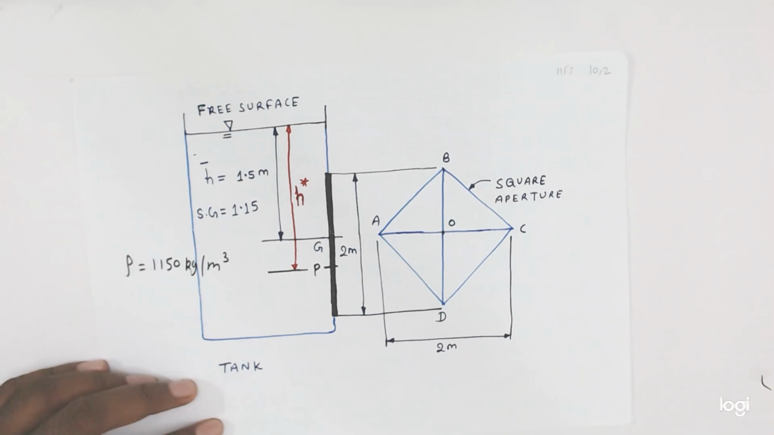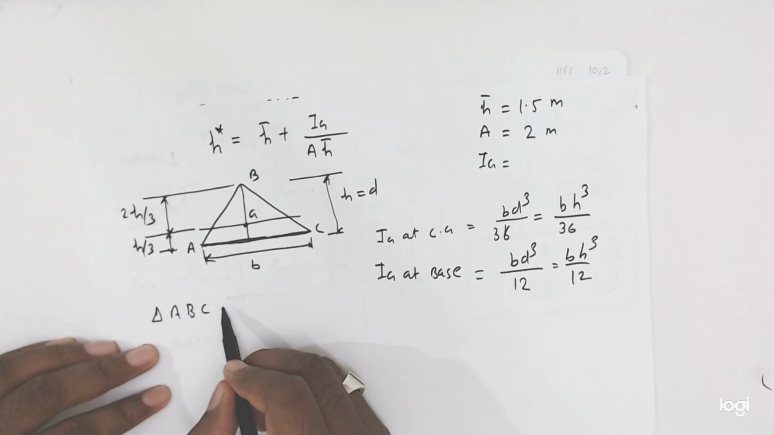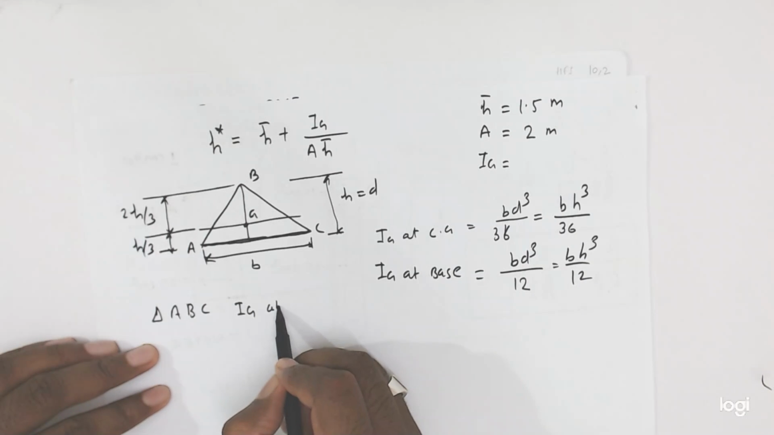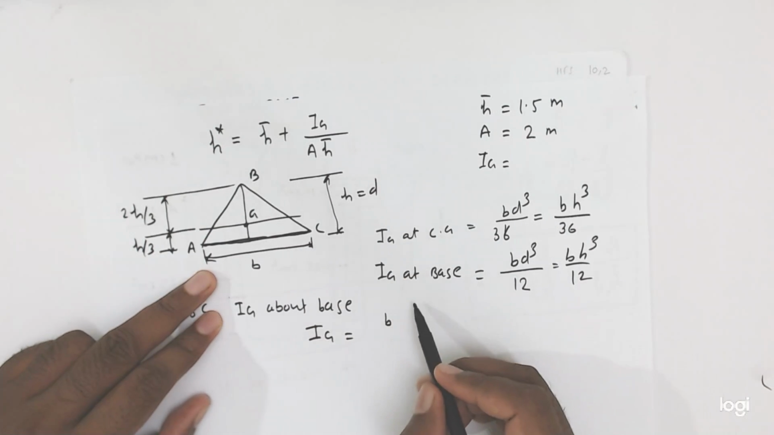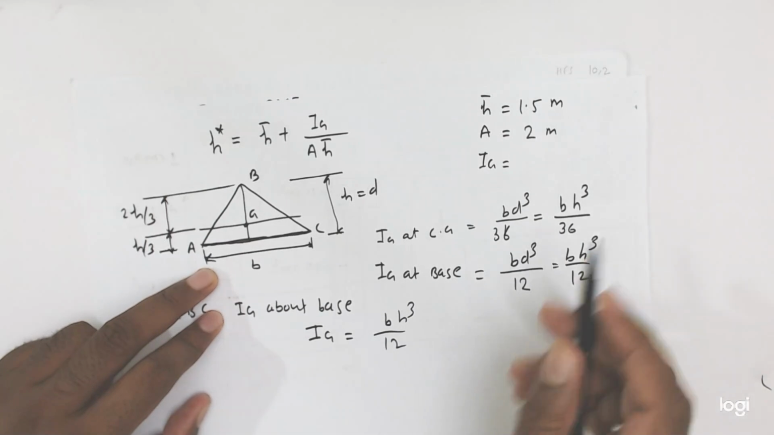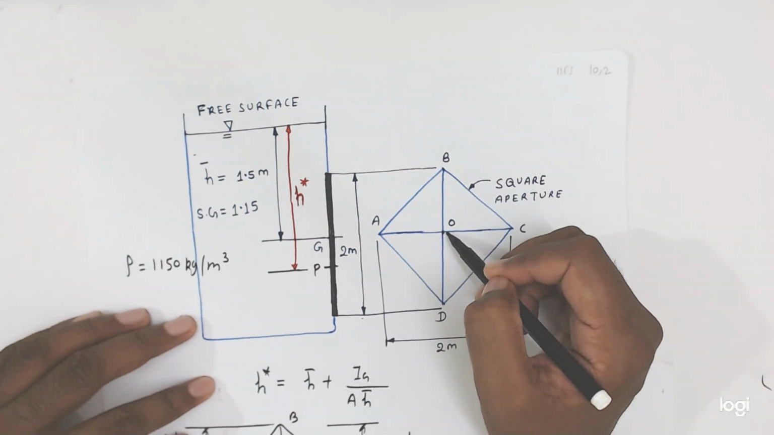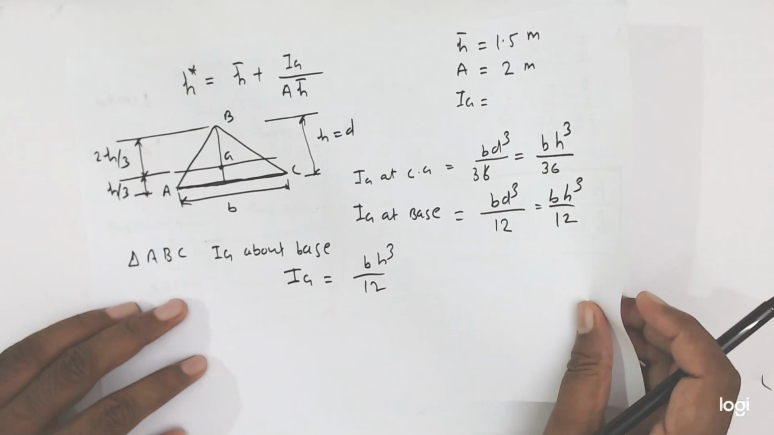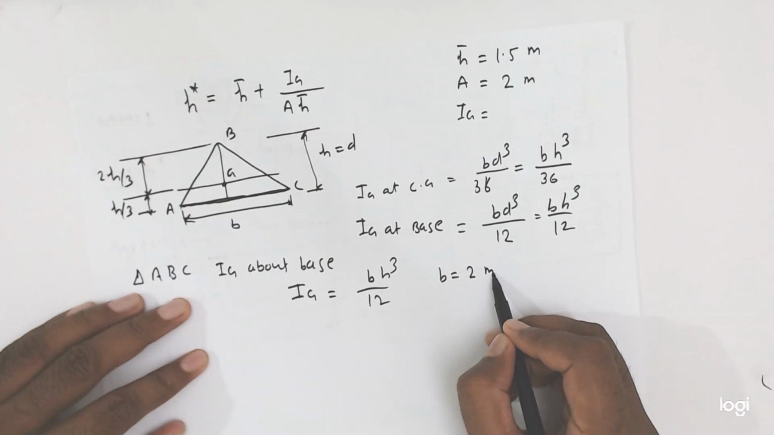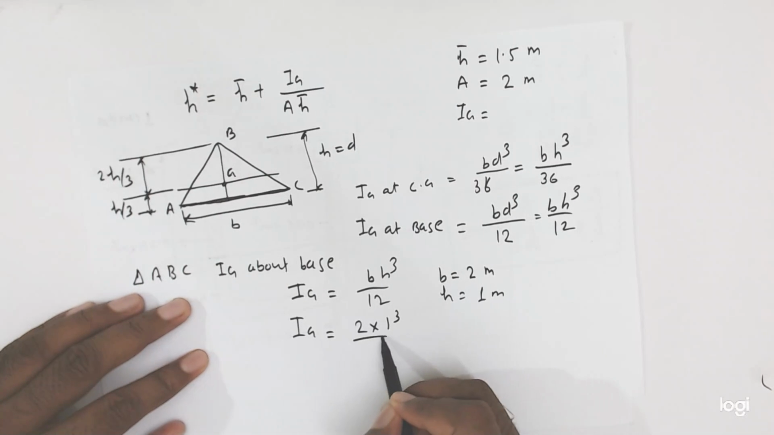Now see here, for triangle ABC, moment of inertia Ig about the base is equal to how much? b into height h cube by 12. Friends, from here you see BD is 2 meter, so half is equal to 1 meter, and this base is equal to 2 meter. It means b equals 2 meter and h equals 1 meter. So Ig value is 2 into 1 cube divided by 12, equal to 1 by 6 meter to the power 4.